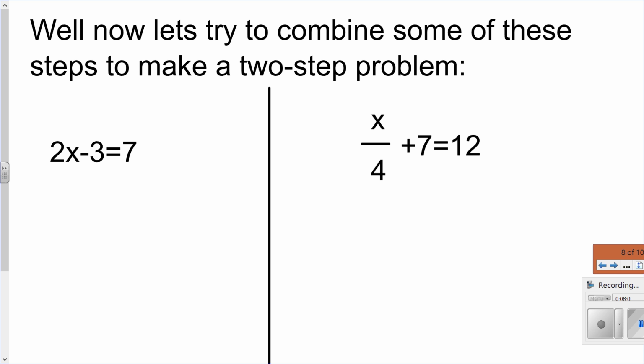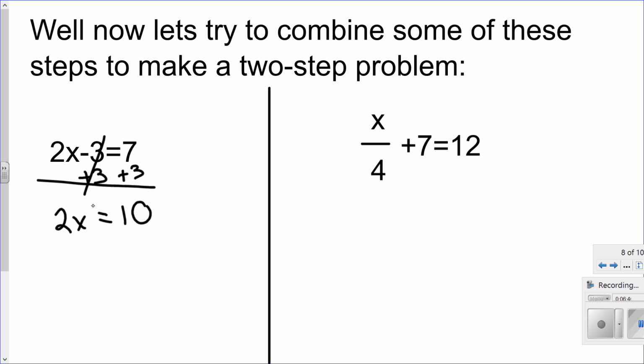So now let's combine some of these steps to make a two-step problem. So I need to solve for x. Whenever I have to solve for x and there's a term on the same side as a variable that does not have a variable, I have to eliminate that first. So in this case, it's the minus 3. There's no variable attached to it, so I need to get rid of it. So what I'm going to do is add 3 to both sides. I get 2x equals 7 plus 3, which is 10.